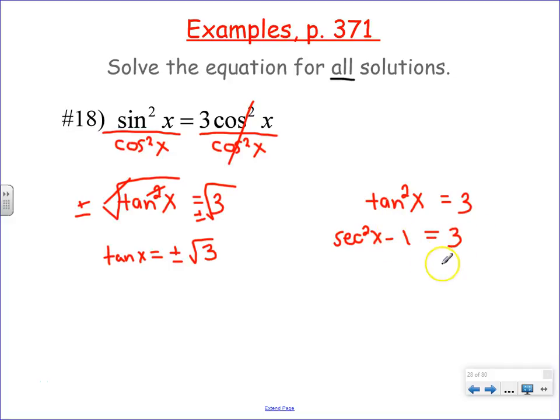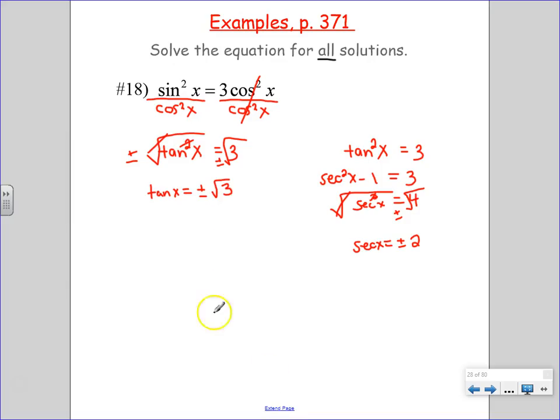If you add the 1, what do you get? 4. And if you take plus or minus square root of 4, because you're trying to get rid of the squared for secant, over here you get secant is equal to plus or minus 2. And question, who is secant? 1 over cosine. So what Luca is saying is this one you can get to cosine, which might be nice. This one, it's sine over cosine. Something's already been done. It might be a little confusing.